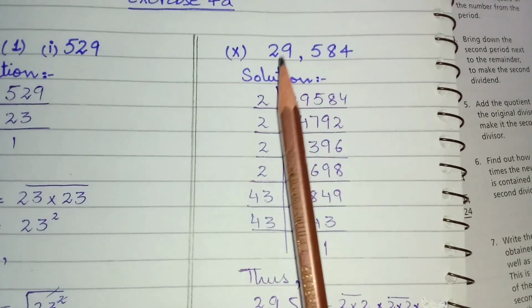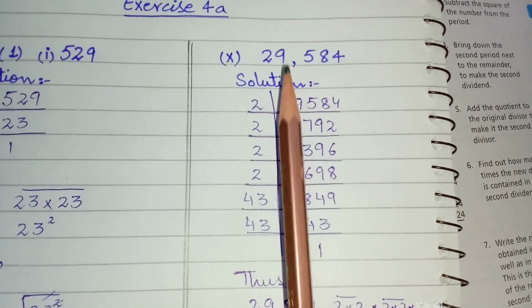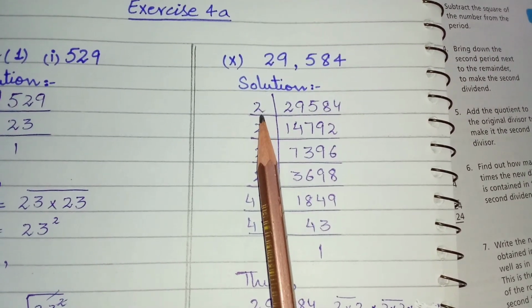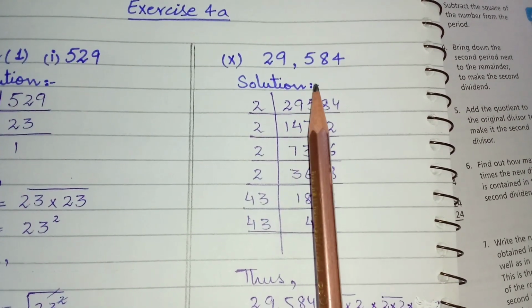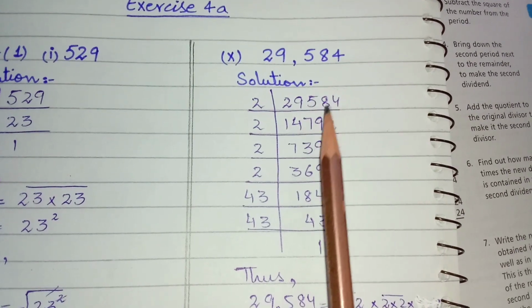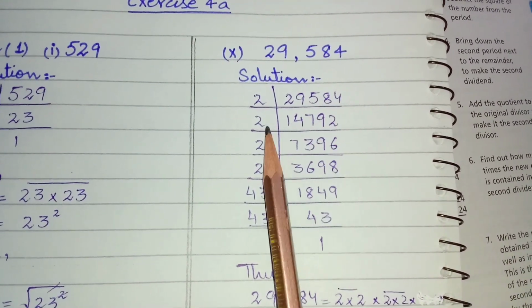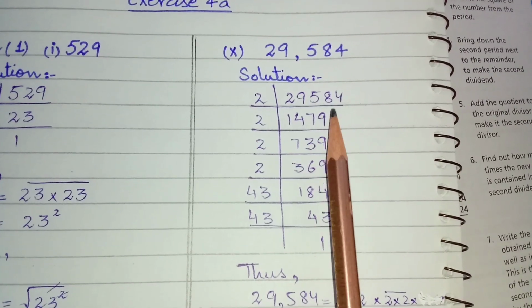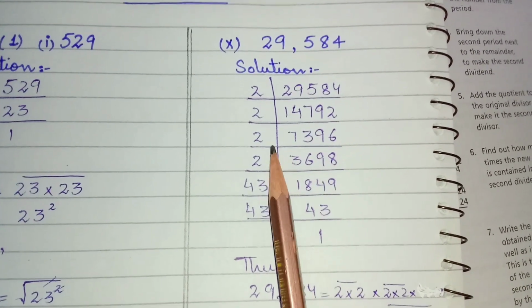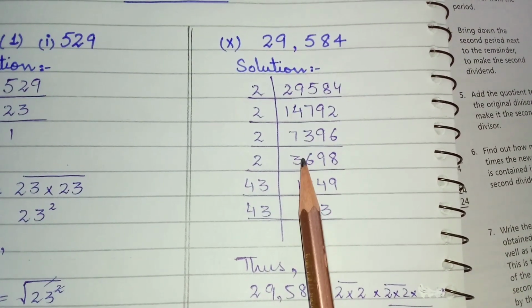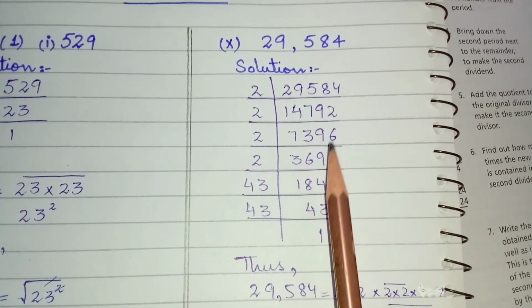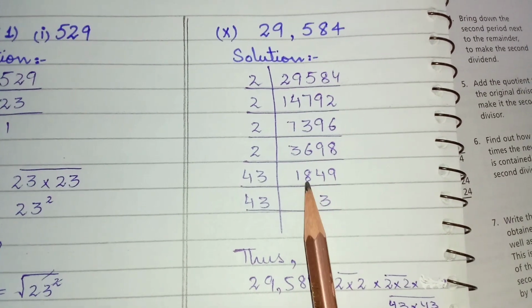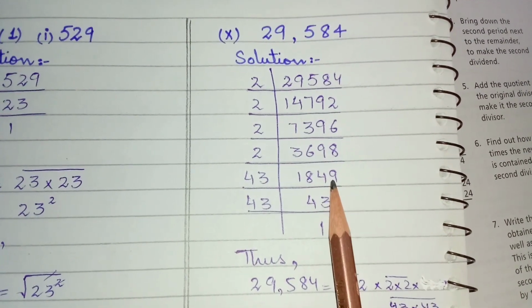Part number 10 is 29584. The last digit is 4, so it can be divided by 2. So 2 1s are 2, 2 4s are 8, 1 carry, 2 7s are 14, 1 carry, 2 9s are 18 and 2 2s are 4. So 2 7s are 14, 2 3s are 6, 2 9s are 18, 1 carry, 2 6s are 12, 2 3s are 6, 1 carry, 2 6s are 12, 1 carry, 2 9s are 18, 1 carry, 2 8s are 16. So 2 1s are 2, 2 8s are 16, 2 4s are 8 and 2 9s are 18.